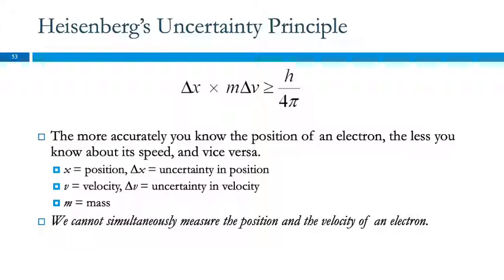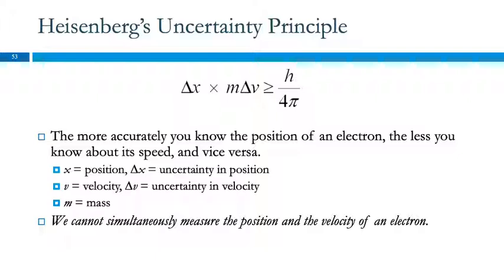That V is velocity, yeah. I need to come up with a way to be more clear with that. In this font they are different, but not when you don't see them next to each other. That's velocity. So we cannot simultaneously measure the position and the velocity of an electron.